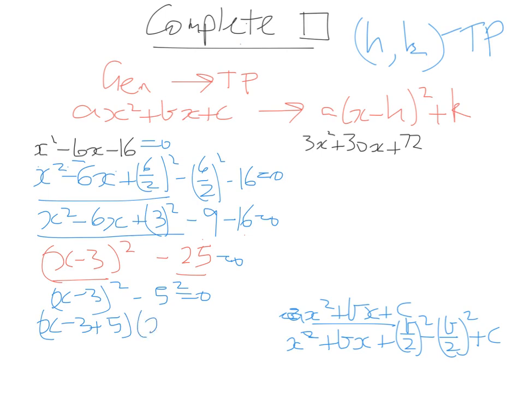And then x minus 3 minus 5, and that still equals 0. So over here, we'll have x plus 2. And over here, we'll have x minus 8.